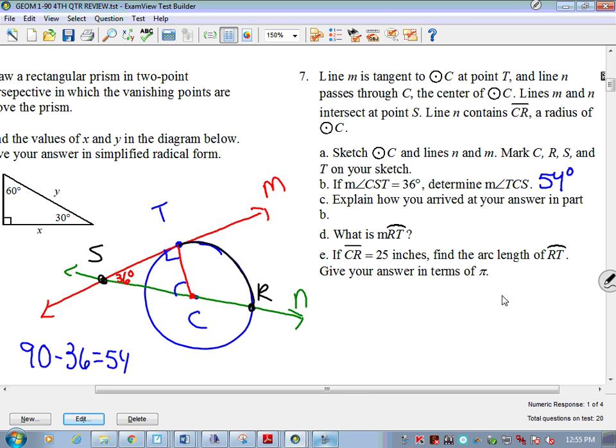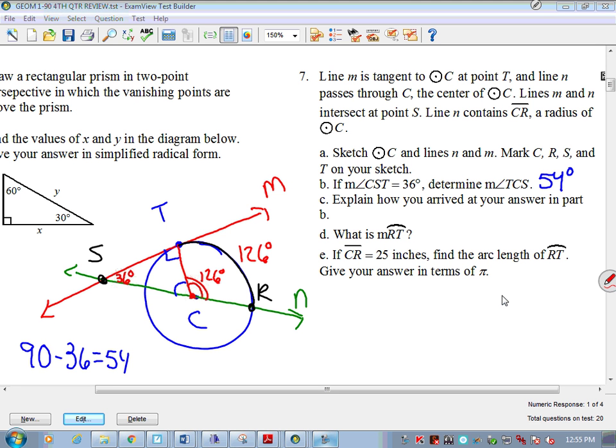Okay, how do we find arc RT? 180 minus 54. Okay, so what you're saying is find this angle right here, right? Okay, we can do that. What's 180 minus 54? 126. So I would probably agree in saying that, and this is our central angle, correct? Which means the intercepted arc of that central angle should also be 126 degrees.